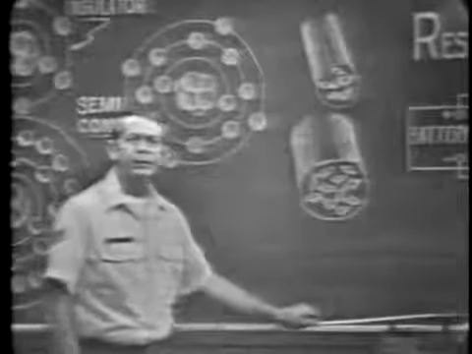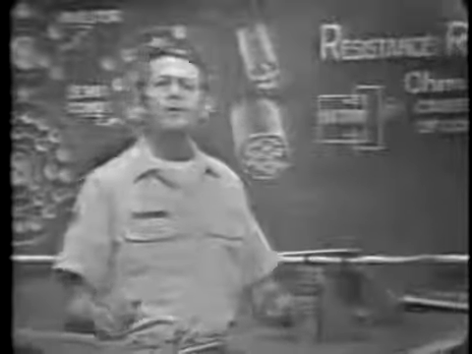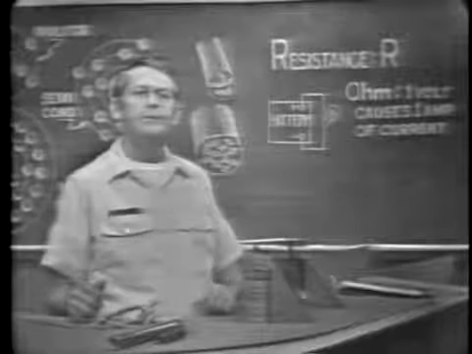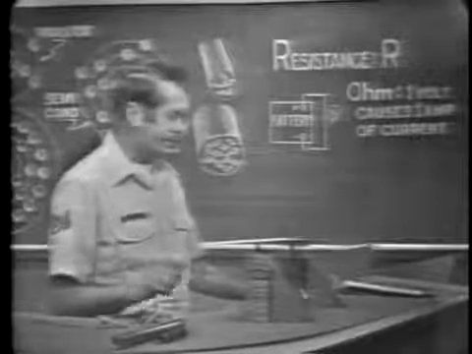Now, the third factor that determines resistance is the temperature coefficient of the material. Temperature coefficient simply means the effect that temperature has on the resistance. To show the effect of temperature, we'll use a piece of tungsten. This filament from an ordinary light bulb is made of tungsten and will do the job very well.